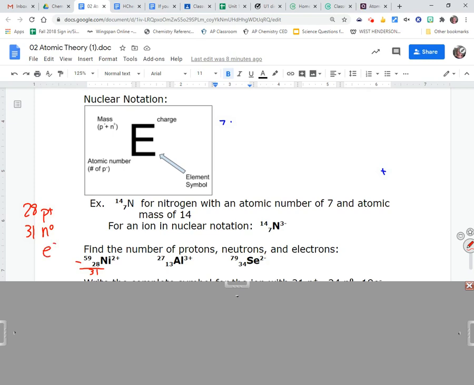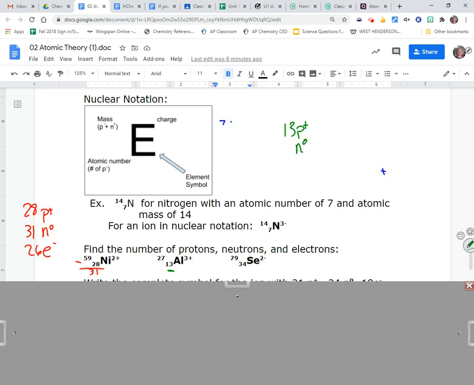And then my electrons, I have a 2 positive charge. That means I have lost 2 electrons, and so I end up with 26 electrons. I have 2 more positive things than negative things. Now, aluminum, I have 13 protons in aluminum, and I know that because of the atomic number there.